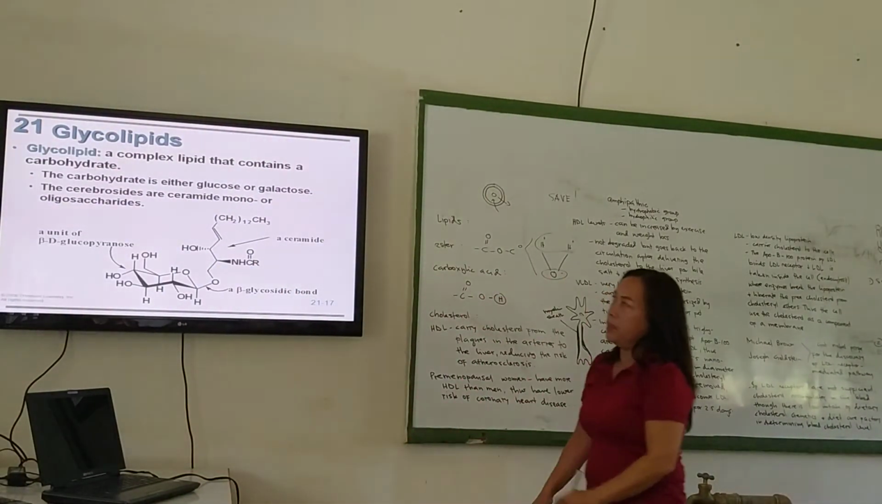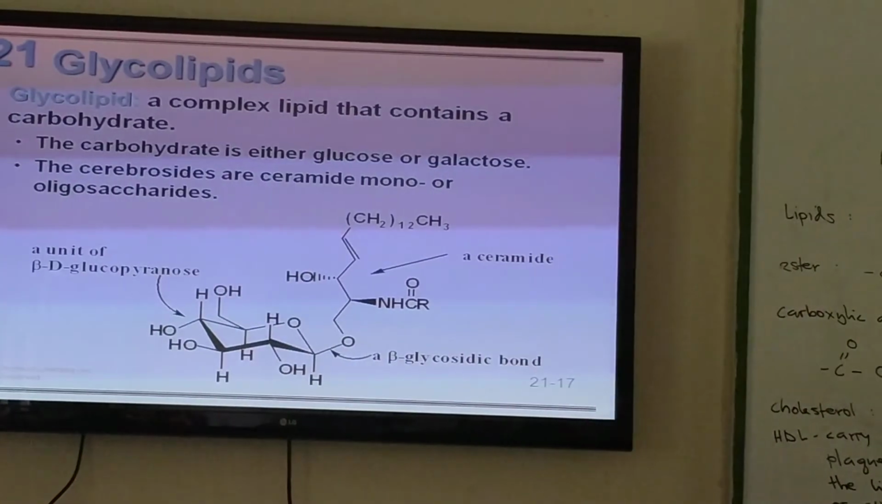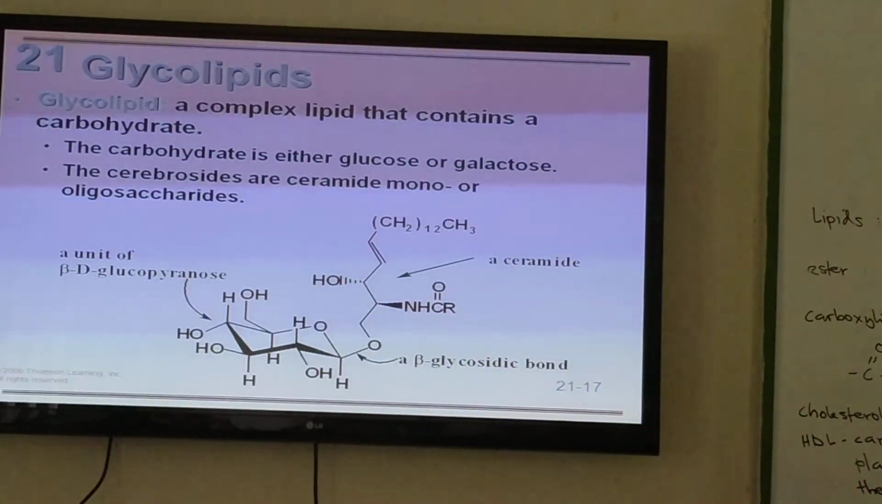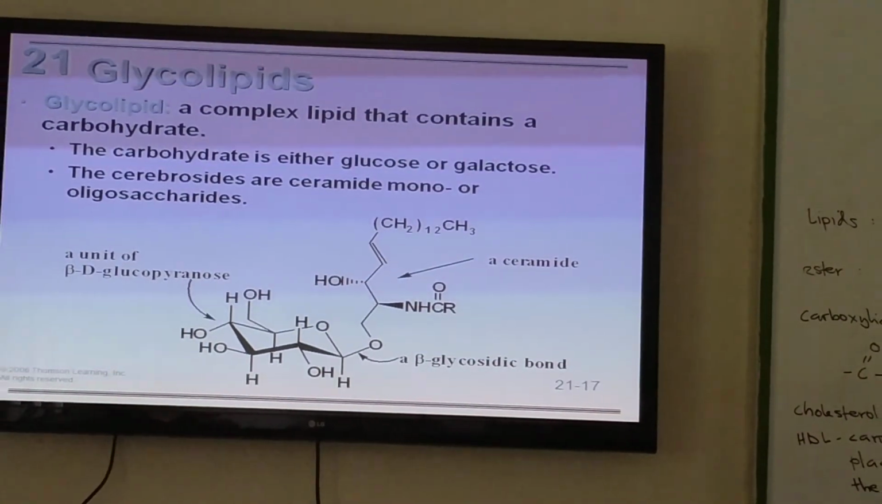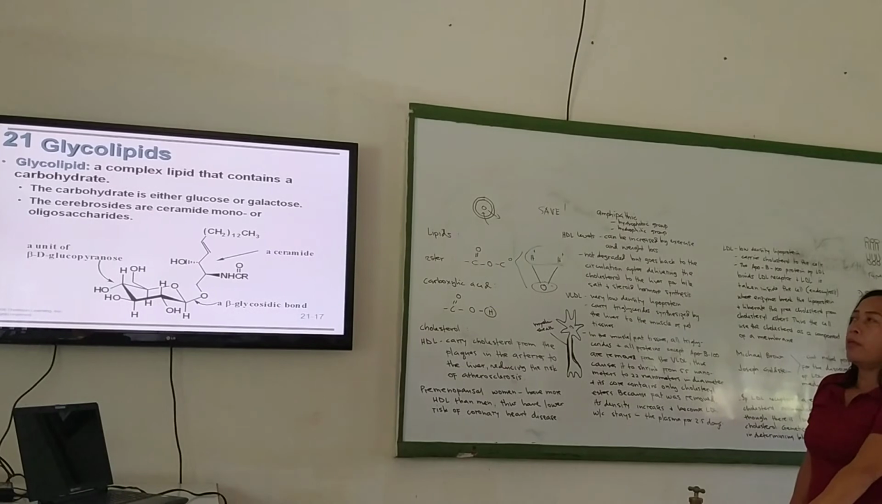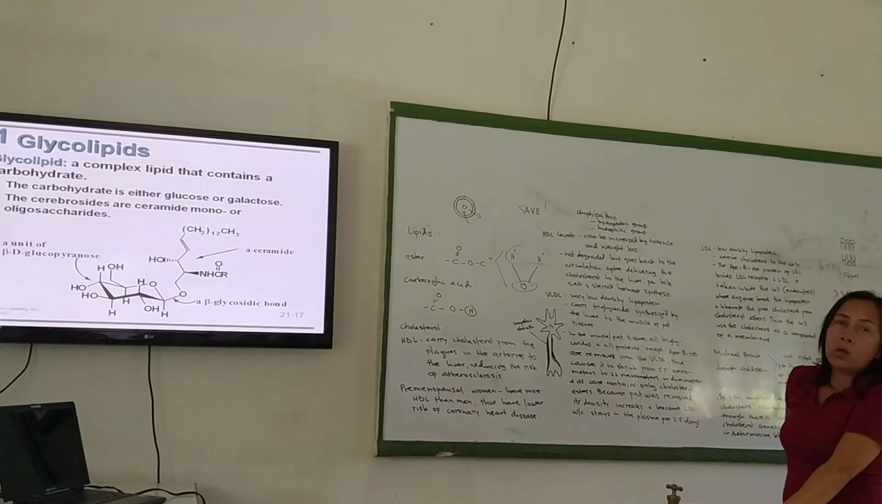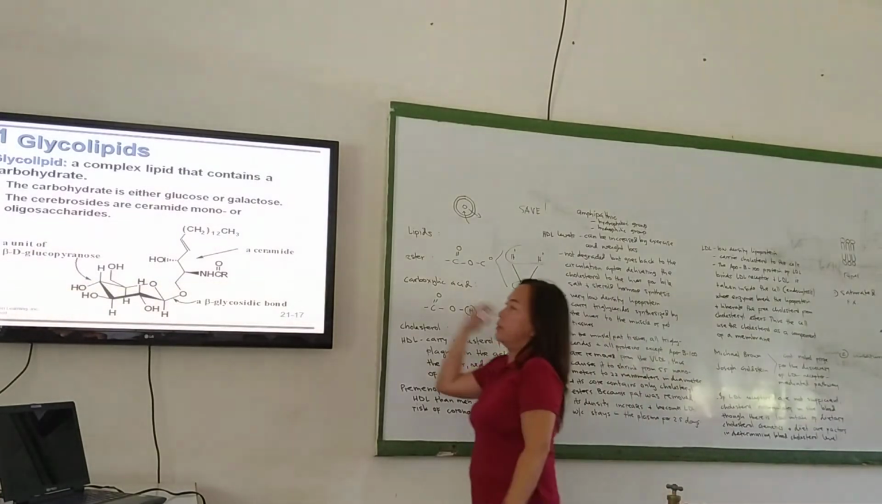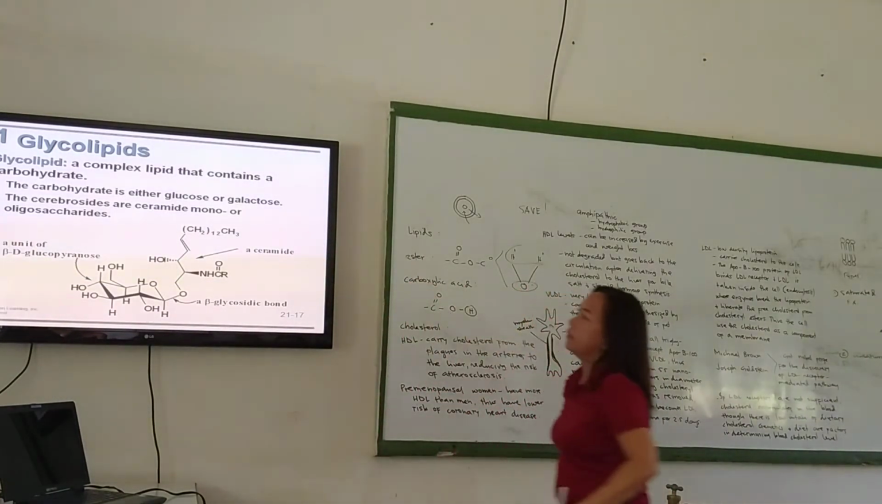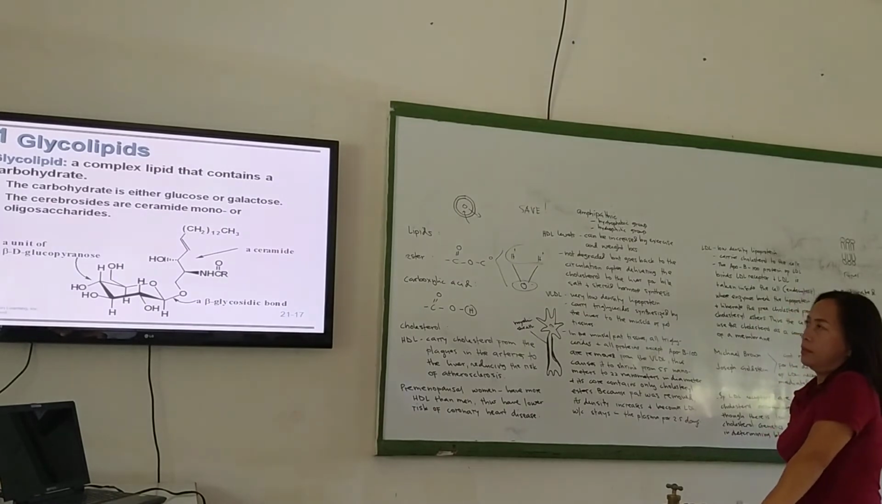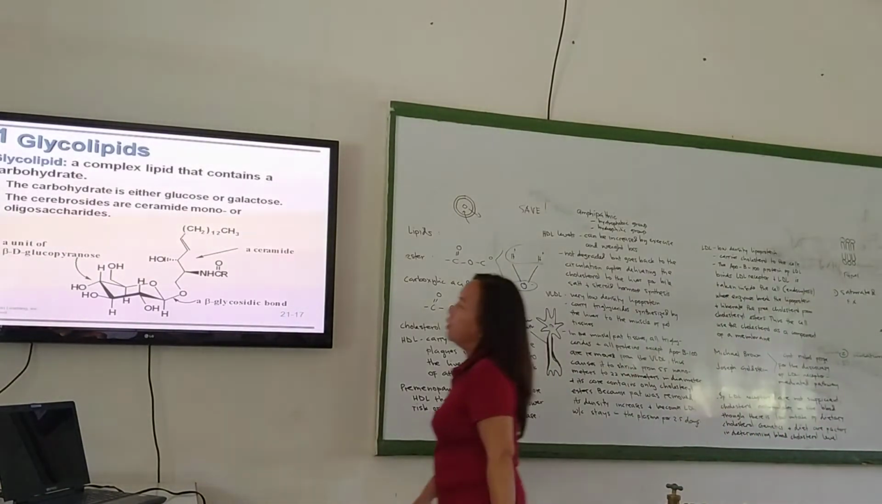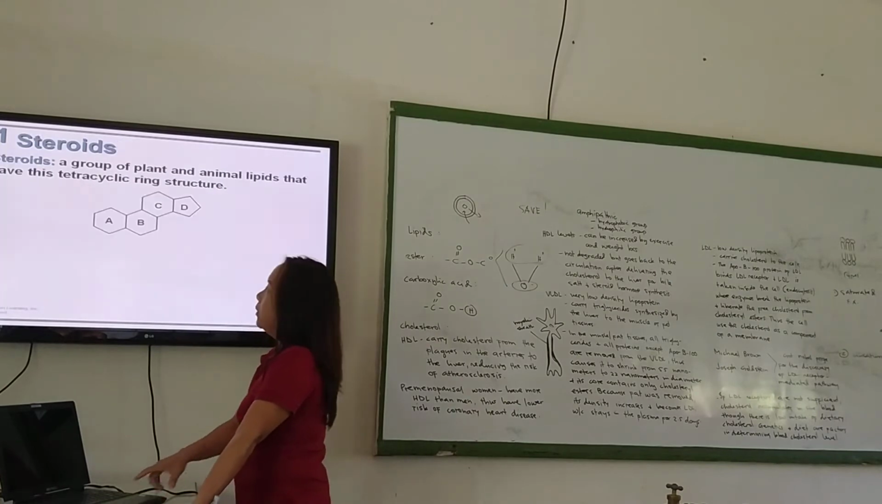Another we have is the glycolipid. It is a complex lipid that contains carbohydrate, as I have said. It is a lipid bonded with carbohydrate. The carbohydrate could be either glucose or galactose. So the cerebrosides are ceramide mono- or oligosaccharides. Where can you find that? In the brain cells. Cerebrosides consist of several glycolipids.